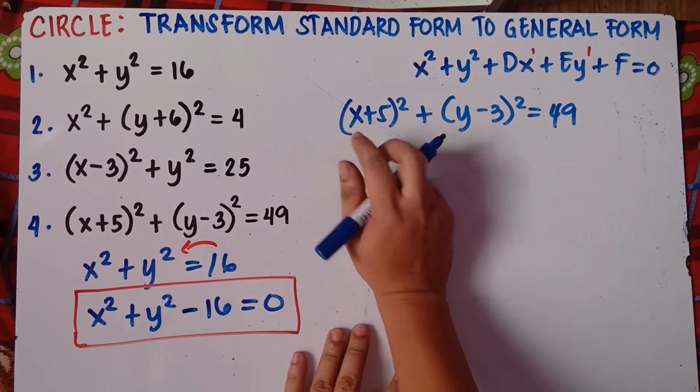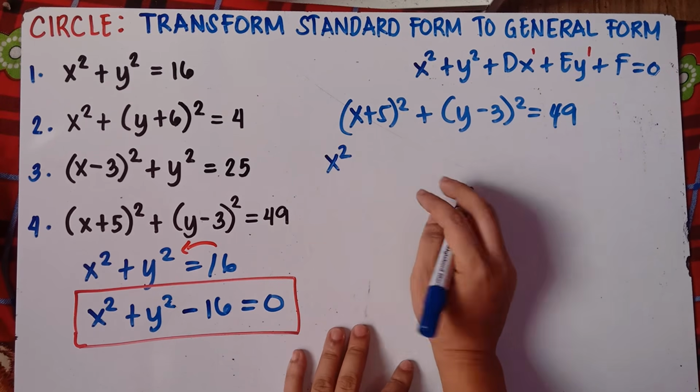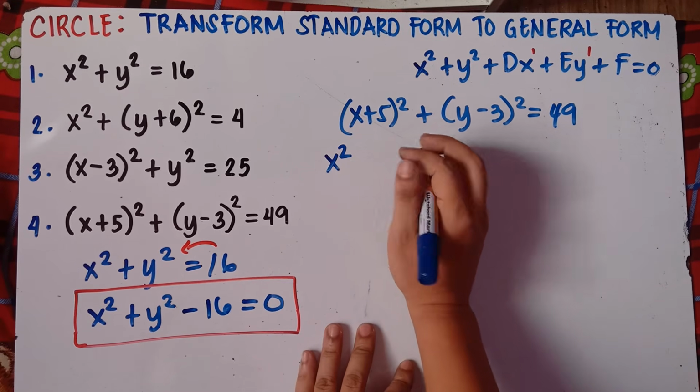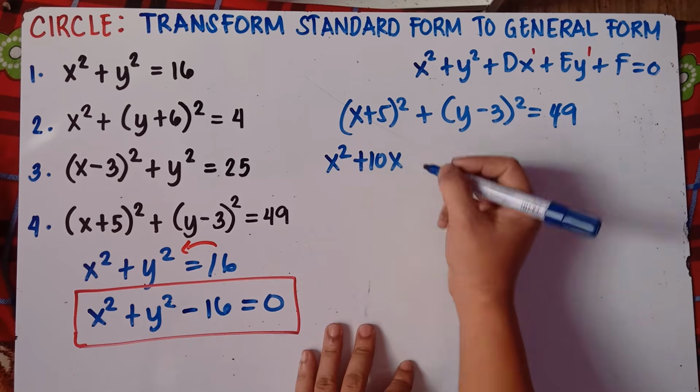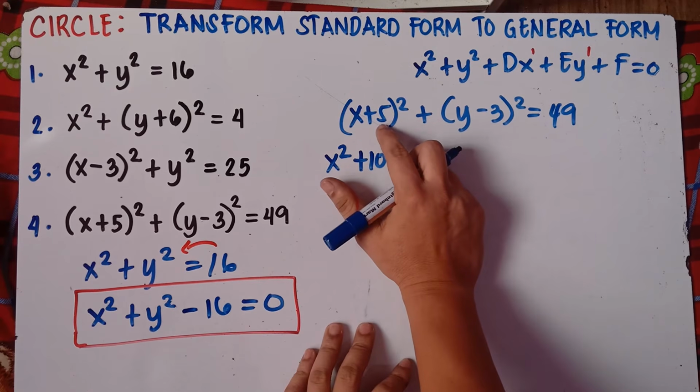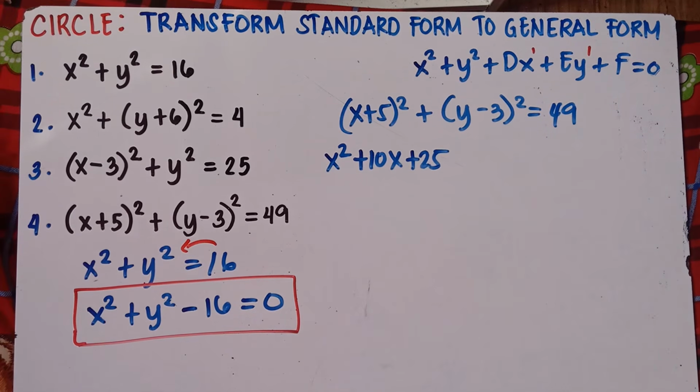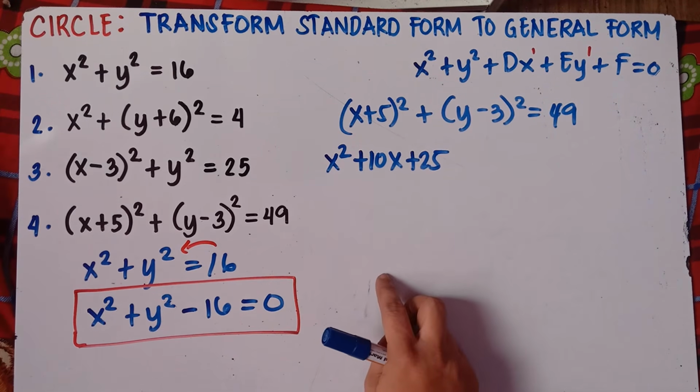Square the first term, that would be x squared. Then you multiply the first term and second term, x times 5, that's 5x, times 2, that's positive 10x. Then you square the last term, 5 times 5, that's positive 25. So that's it, class. You can just simply answer this one within 3 to 5 seconds.